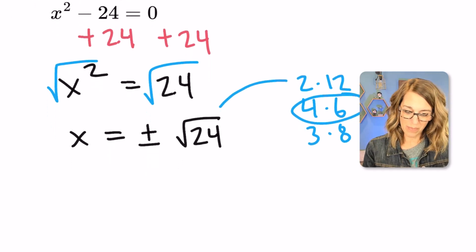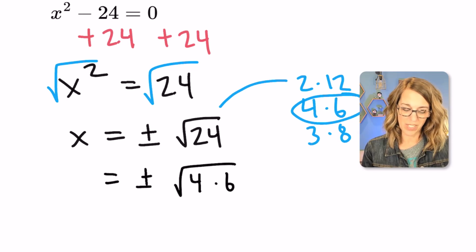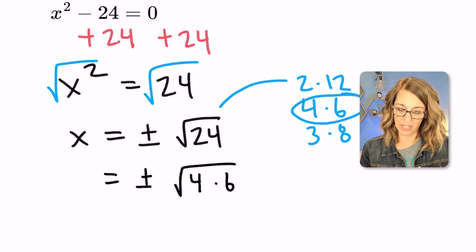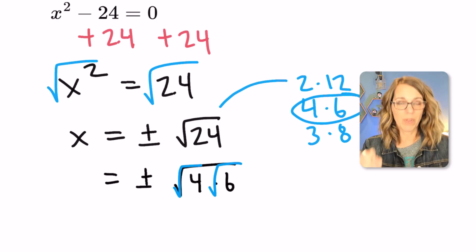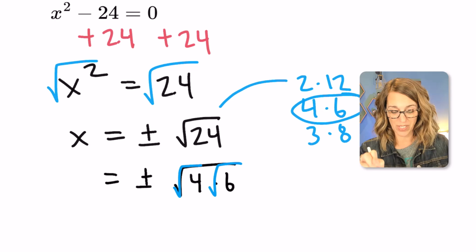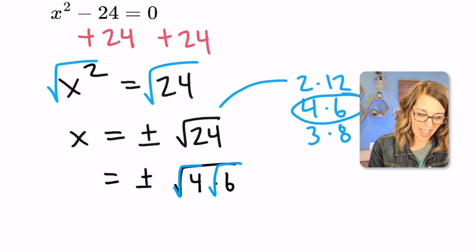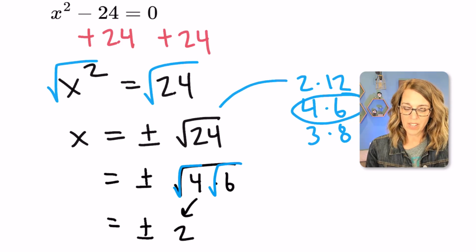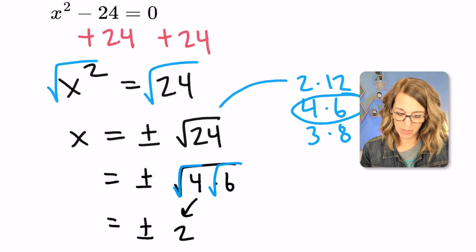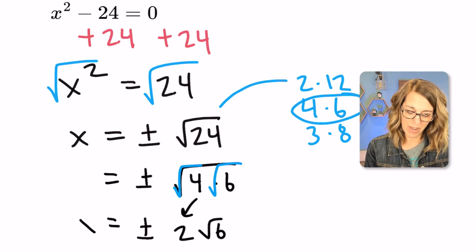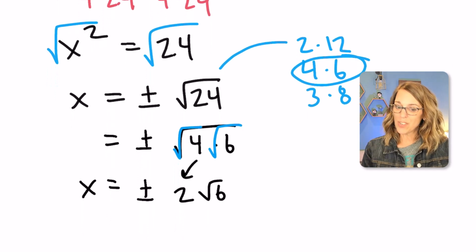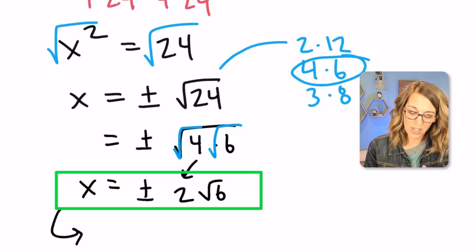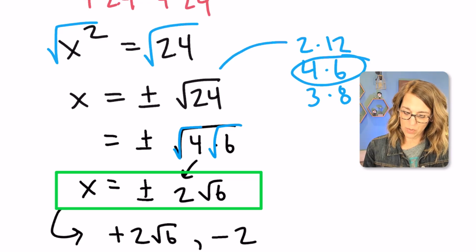So continuing with my square root, I'm going to rewrite that 24 as a 4 times a 6. And I can actually take the square root separately. I can take the square root of 4 separate, because they're being multiplied, separate from the square root of 6. So this means I am at my answer. So plus or minus, let's do the square root of 4 first. That's a 2. The square root of 6 can't be simplified, so I'm just going to write that as the square root of 6 and my x on the other side. Now, if you needed to write this as two separate solutions, you would write this as a positive 2 radical 6, comma, a negative 2 radical 6.